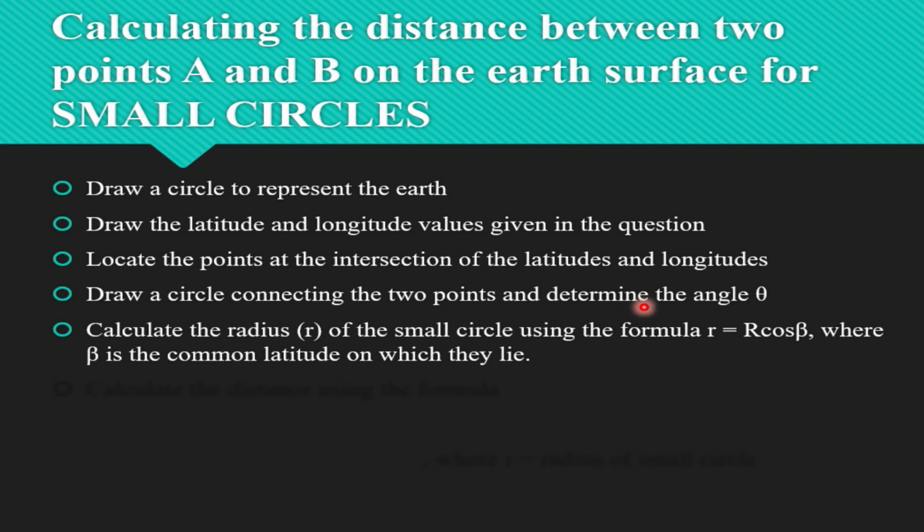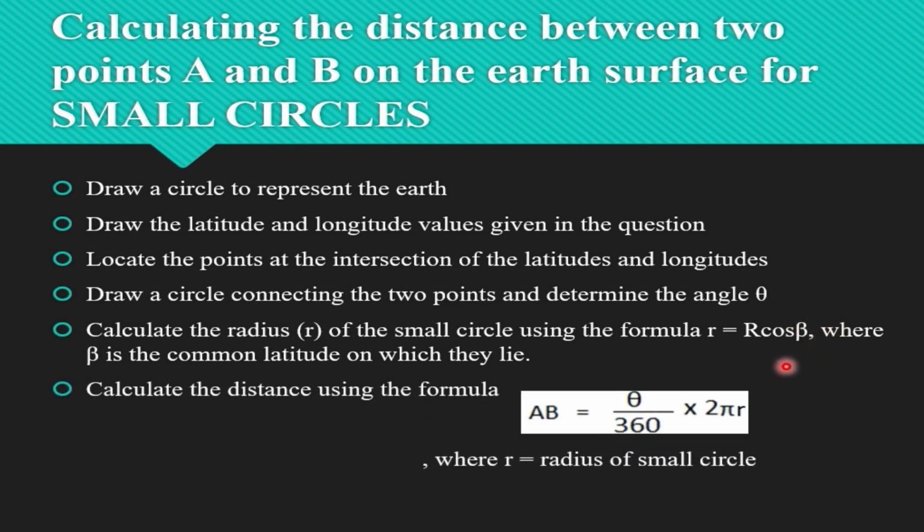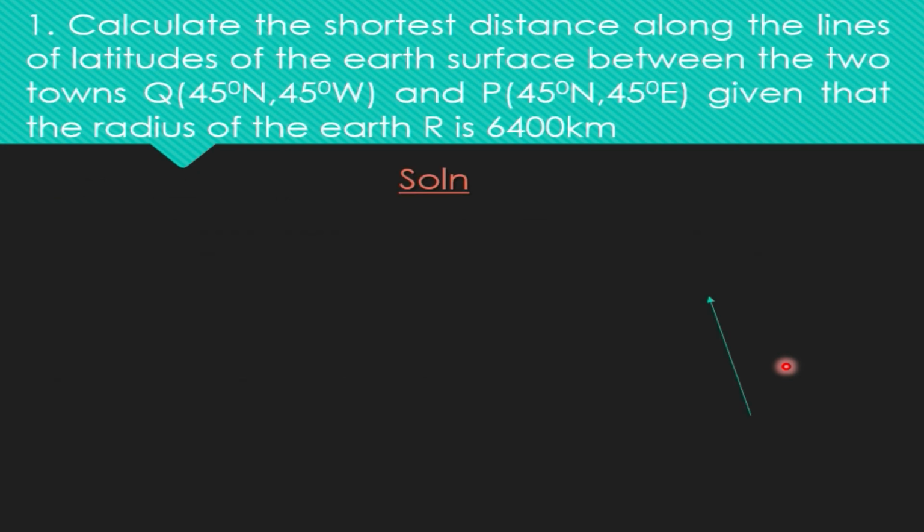Calculate the radius r, the small r, of the small circle using the formula r equals big R cos beta. The beta here is the angle we have gotten in this step. Now calculate the distance using the formula theta over 360 times 2 pi r, and the r here is the small r, the radius of the small circle. So, example 1.